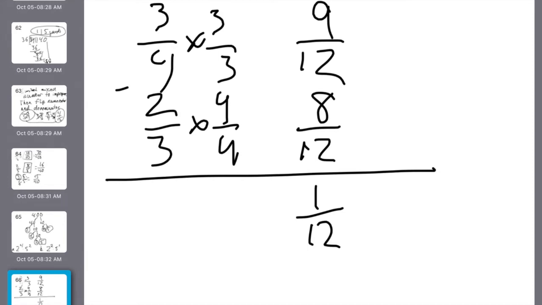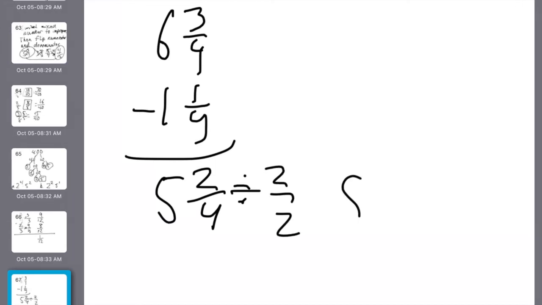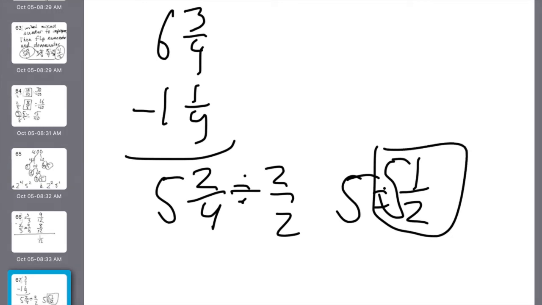Flipping my answer key over, number 18. Missing something in addition. If I'm missing something in addition, I switch to subtraction. So I have 6 and 3/4 minus 1 and 1/4. 3 minus 1 is 2, 4 stays the same. 6 minus 1 is 5. Then I divide by 2 over 2, which gives me 5 and 1/2 when I reduce my fraction. So you have a fraction of 5 and 1/2.